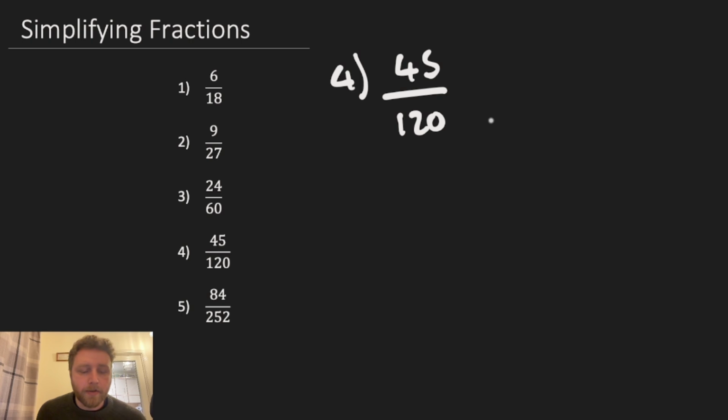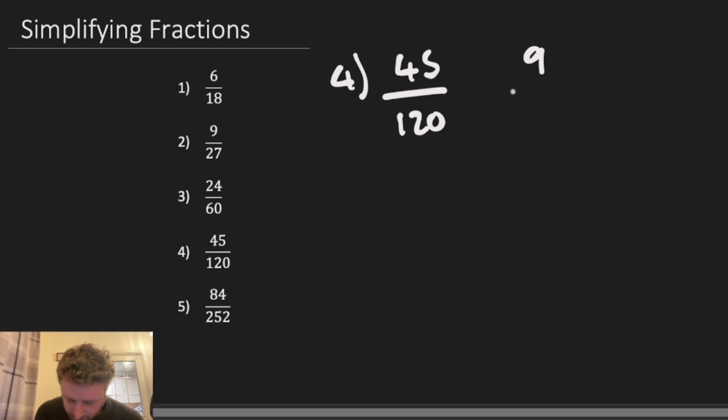Okay, so question number 4, I have 45 over 120. Now I can see that they're both divisible by 5. So 45 is 9 times 5, and 120, that's 24 times 5. And I know that because 100 is 20 times 5, and then 20 is 4 times 5, so I can add them together to get 24 times 5. So if I put a 9 on the top, and underneath that I can put a 24, we've simplified it one stage, but we can see we can still go further with this one.